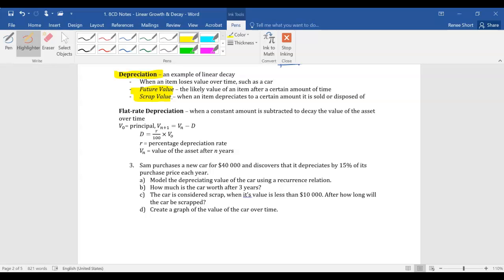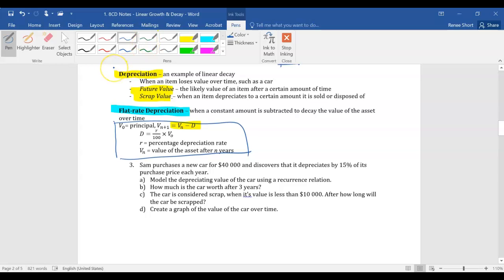Now, in terms of depreciation linearly, there's two types that we need to understand, and that is flat rate depreciation and then unit cost depreciation. Now, flat rate is when a constant amount is subtracted to decay the value of the asset over time. And again, it uses this linear decay formula that we looked at earlier. So this is the formula here that we need to use. And once again, D gets calculated as being a rate times V0, but you'll notice in the formula that it's Vn now minus D because that value is decreasing over time.